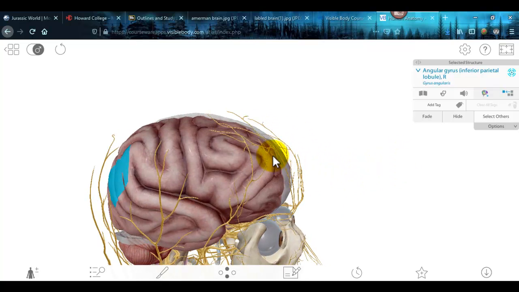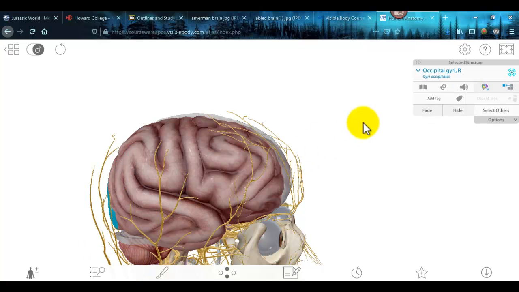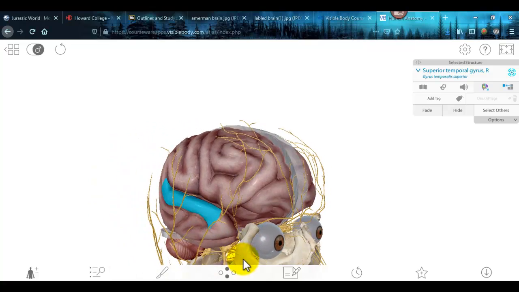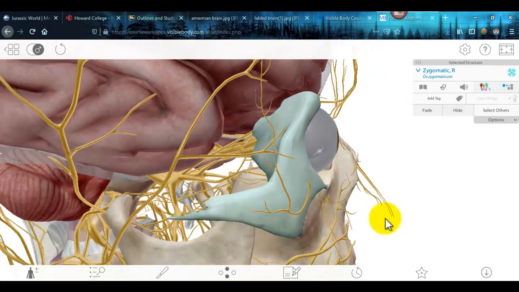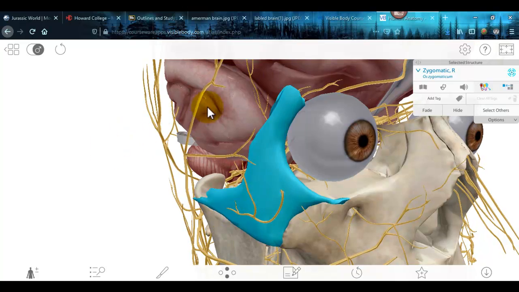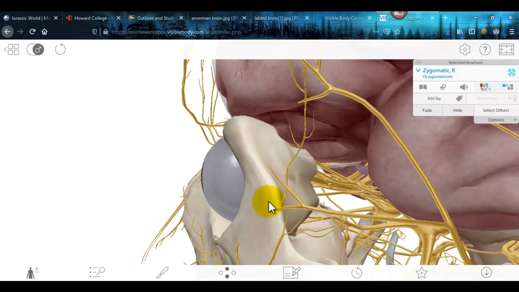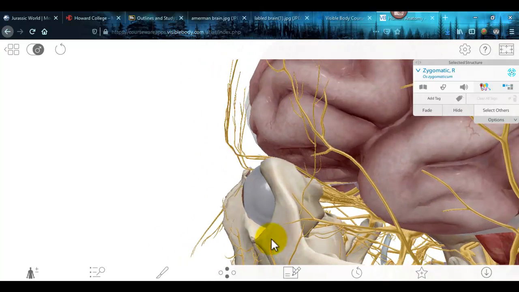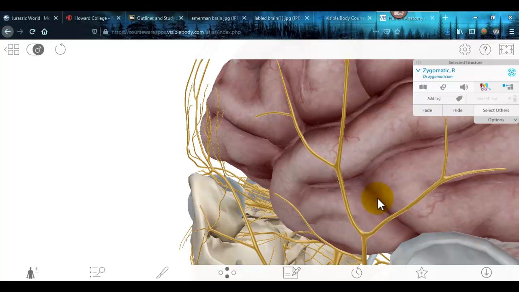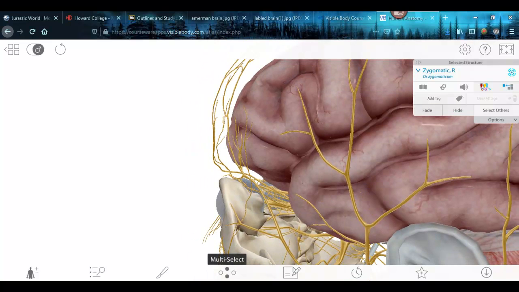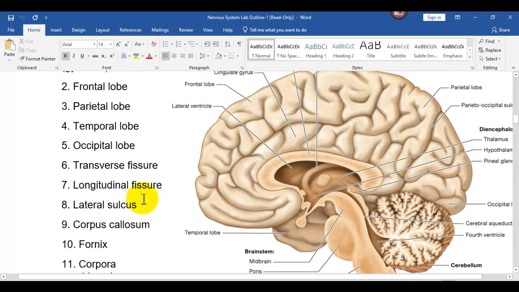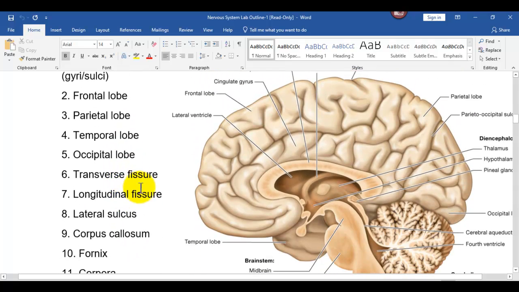So if I go here, frontal, parietal, and if I click on the back here, it says occipital gyri. This is on the side of the brain. Oh boy, there it goes. Anyway, that's the temporal. So I'm going to turn it around this way. I'm going to back up some more. Anyway, this right here on the side would be the temporal lobe. So we did all the major lobes here: frontal, parietal, temporal, occipital, the transverse fissure, and the longitudinal fissure.